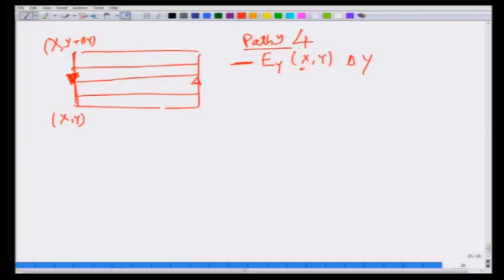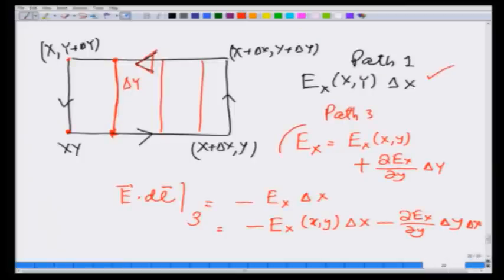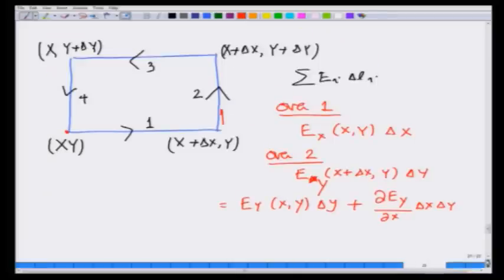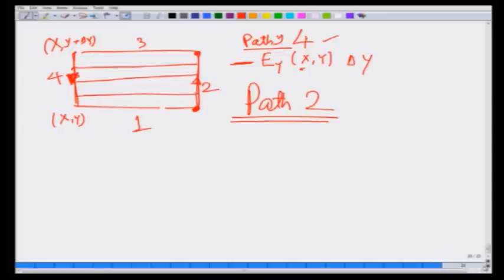path 4. If I add all this together, 1, 2, 3, 4, for a moment, I will just show you what it looked like in path 1. This was path 3, which became this, path 2, and path 4 I have done. So, 1, 2, 3, 4. Let us calculate over path number 2. I had calculated over path 2. So, path 2 and path 1 and path 3 and path 4, when they are added together, path 2 was E_y(x, y) delta y plus partial E_y partial x delta y.